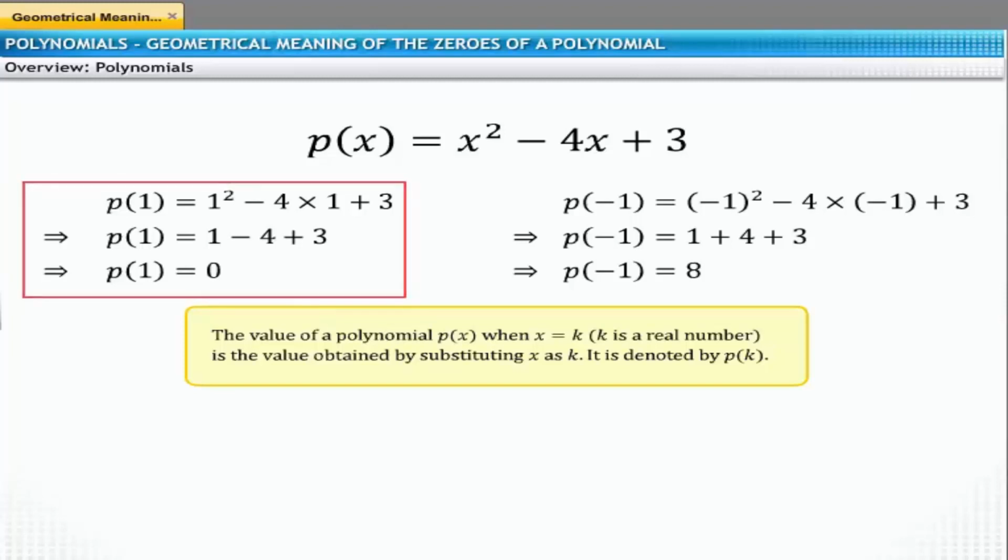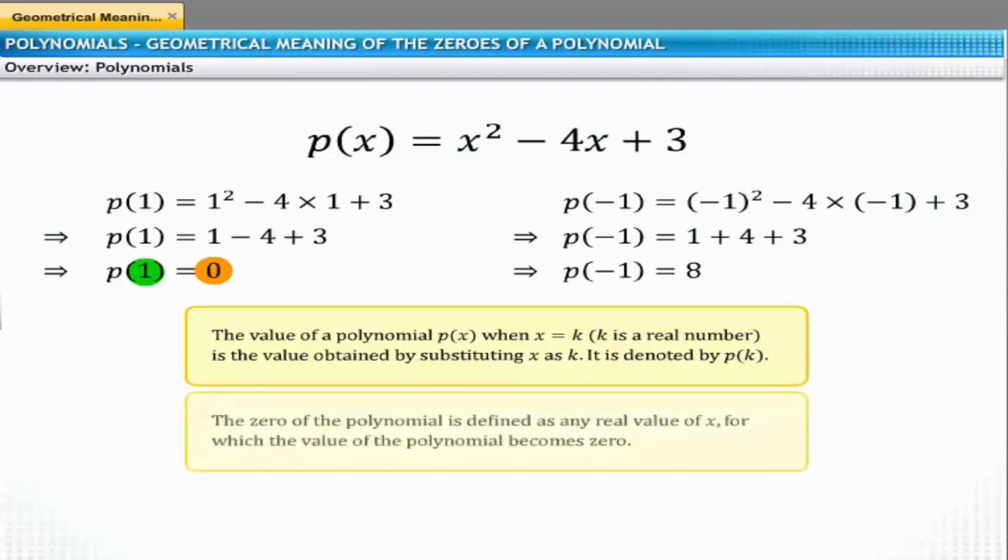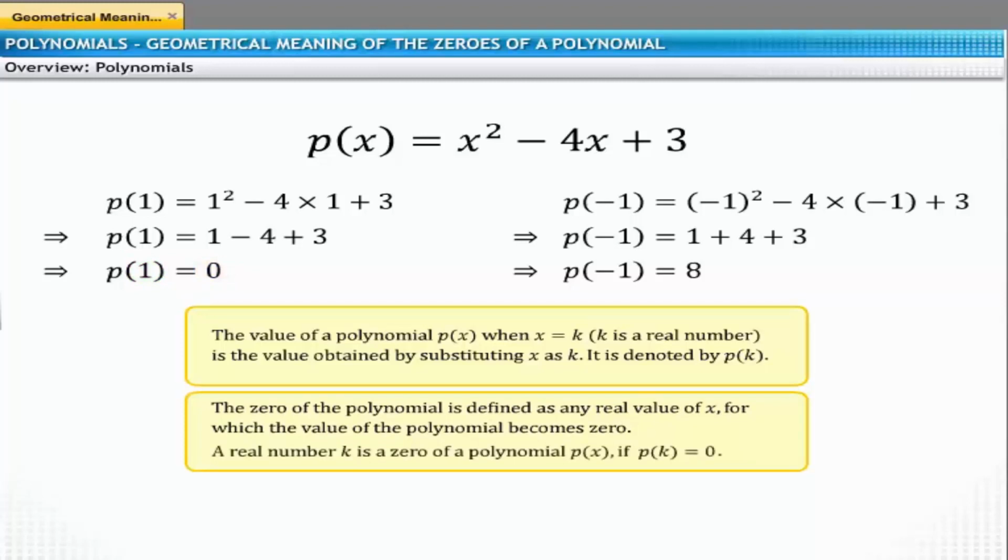Now in the first case, the value of the polynomial is 0 when the value of x is 1, and x equal to 1 is called the zero of the polynomial. The zero of the polynomial is defined as any real value of x for which the value of the polynomial becomes 0. In general, a real number k is a zero of a polynomial p of x if p of k is equal to 0.